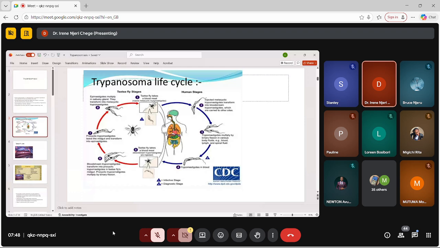This one just gives us the symptoms. We have the short-term symptoms: you can have the skin ulcer, myalgia, arthralgia, fevers, lymph node enlargement. Then we can have the long-term symptoms: lethargy, tremor, meningoencephalitis, mental retardation, general deterioration. Then we have the final stages of the disease: convulsions, hemiplegia, comatose stage, and then death. That's how the patient will present.